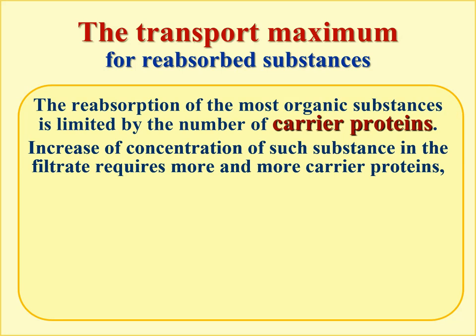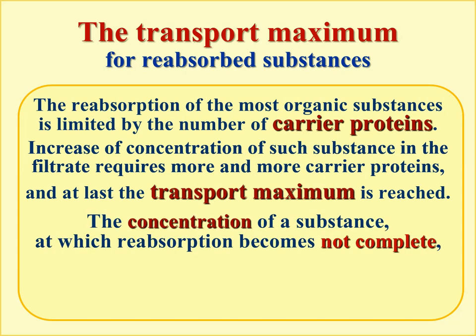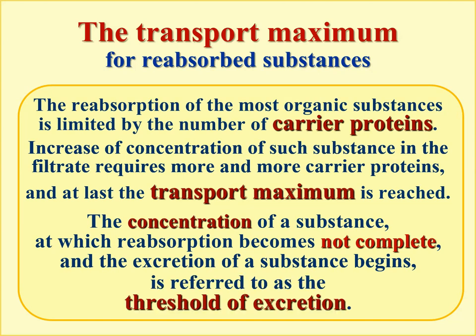Finally, all carrier proteins can become involved, and further reabsorption cannot be performed. So the transport maximum is reached. It's named the transport maximum. The concentration of a substance at which reabsorption becomes incomplete, so that excretion of the substance begins and it remains in the final urine, is referred to as the threshold of excretion.